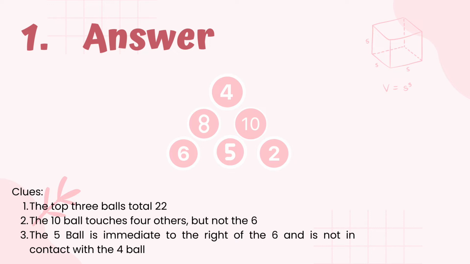Now our last clue. The 5 ball is immediate to the right of the 6th and is not in contact with the 4 ball. Now, in our arrangement, the number 5 ball is right next to our 6 ball and is not in contact with the 4 ball and is only in contact with the ball number 6, number 8, number 10, and number 2. Now, did you get it right? We have another example.